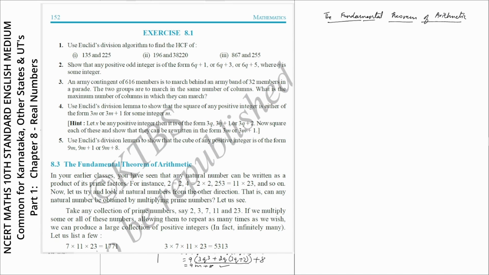The next topic in this chapter is the fundamental theorem of arithmetic. I will explain it by giving you some practical examples. Now consider one number, 6. Now 6, I can write.